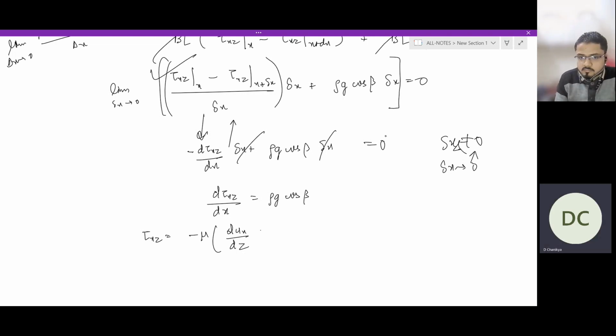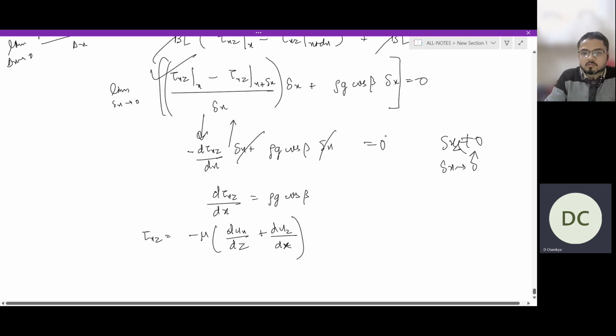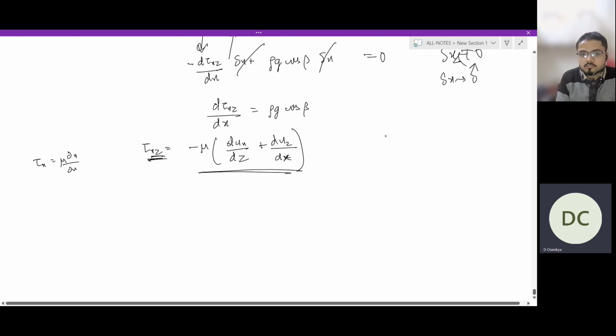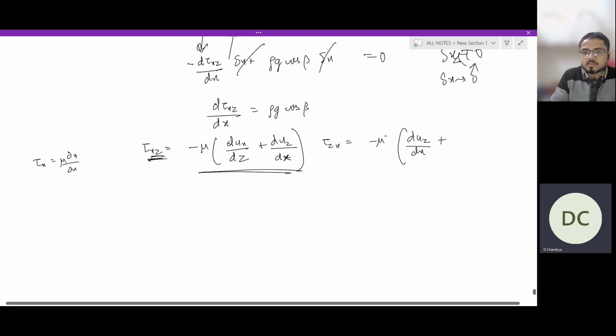That's it. So there will be this term as well, du z by dx. So you missed this out. Notice that this is not simply tau x that you can just write as del u by del x. This is tau xz. And interestingly, if you write tau zx equals minus mu times du z by dx plus du x by dz, both of them are identical actually, right?